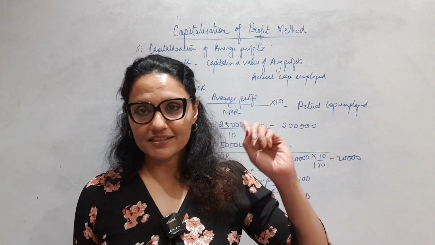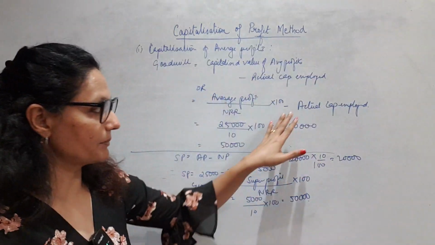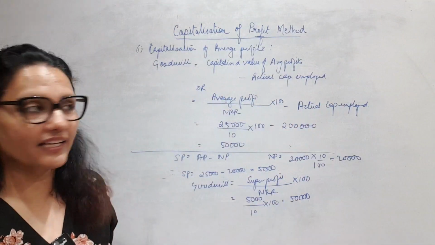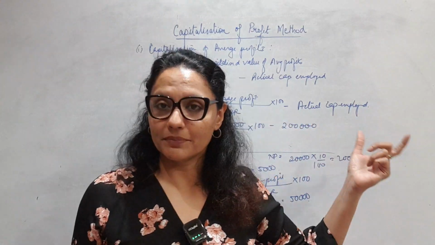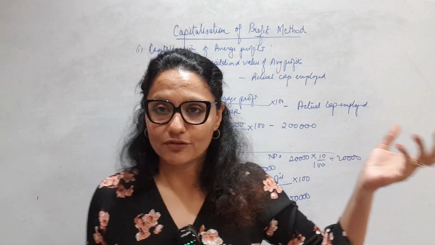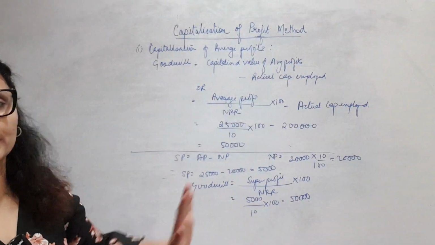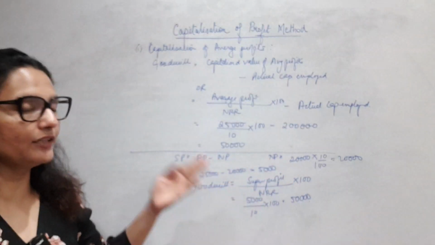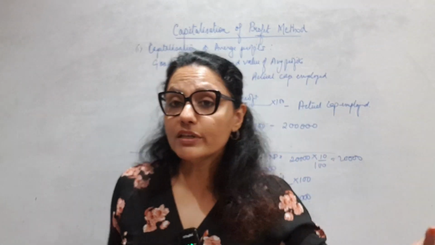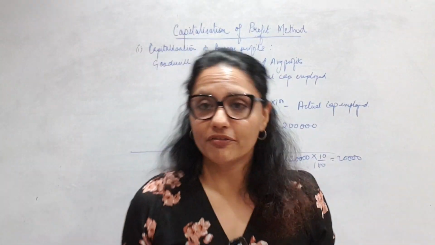Because in the first method, we found out using capitalization of average profit, so we subtracted actual capital employed from there. Because this is not extra, this is the actual. So we had to subtract how much is invested from the expected capital investment. Here I don't have to do anything like that because I have already found out the extra profit, and then I am trying to find out, without investing, how much am I able to earn this extra profit.